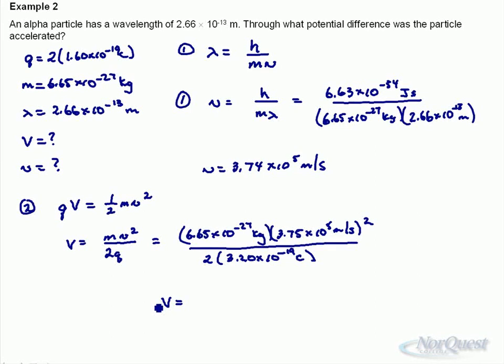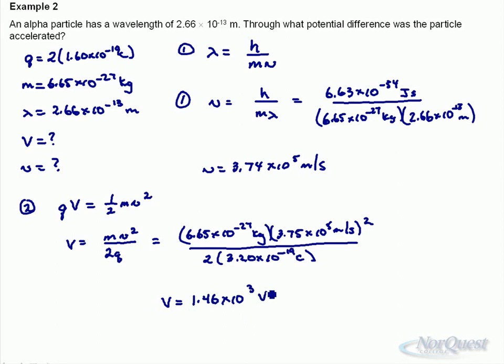If you punch this in, you should get 6.65 to the exponent negative 27 times 3.75 times 10 to the 5 squared. Don't forget about that. Divided by 2 times 3.2, the exponent negative 19. You should get a voltage of about 1.46 times 10 to the 3 volts.